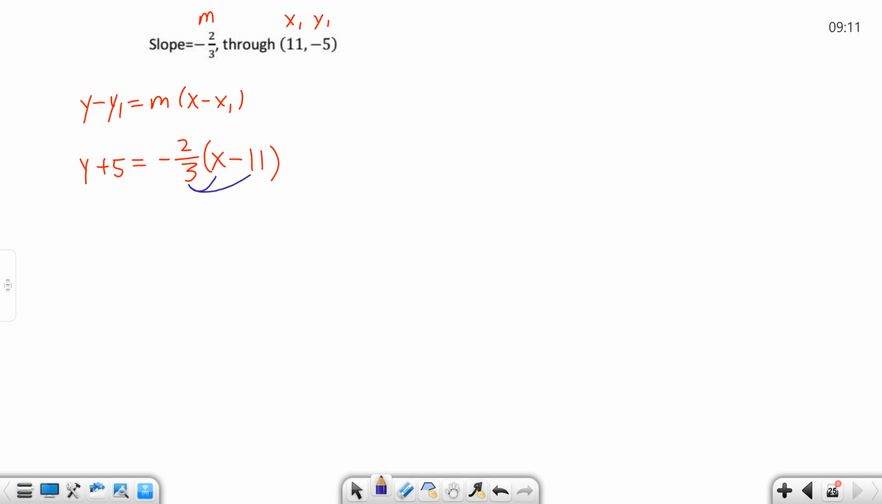So we're going to distribute here. Negative 2/3 X plus, hang on. Yep, plus 2/3 times 11. And then I can put my X there times it. So I'm going to show my distribution, okay? And on the other side, I'm going to leave it Y plus 5. So Y plus 5 equals negative 2/3 X, okay?